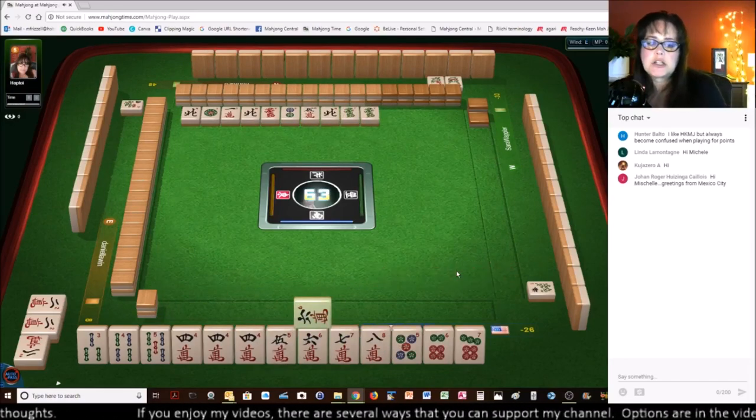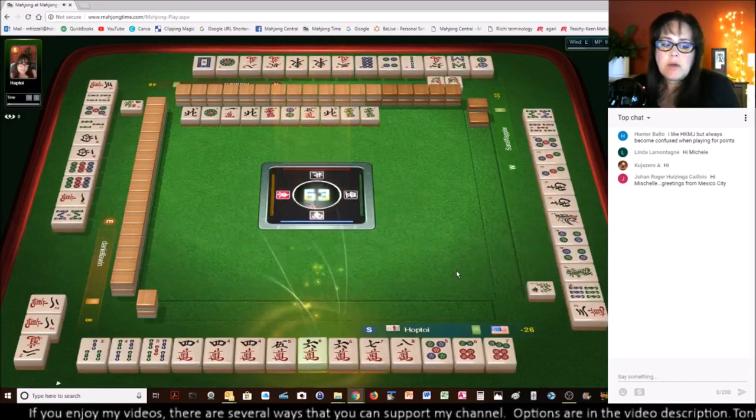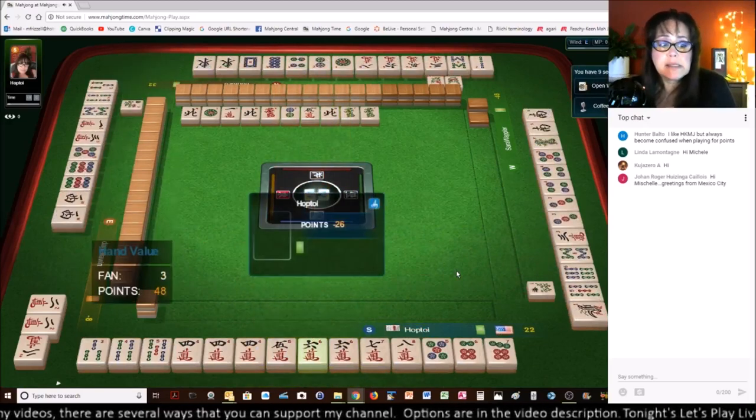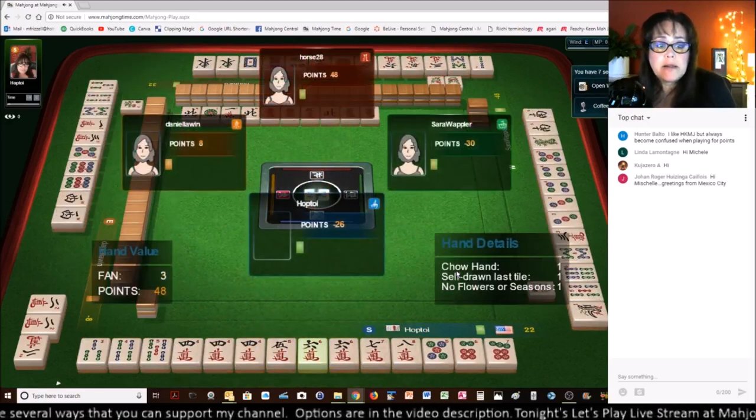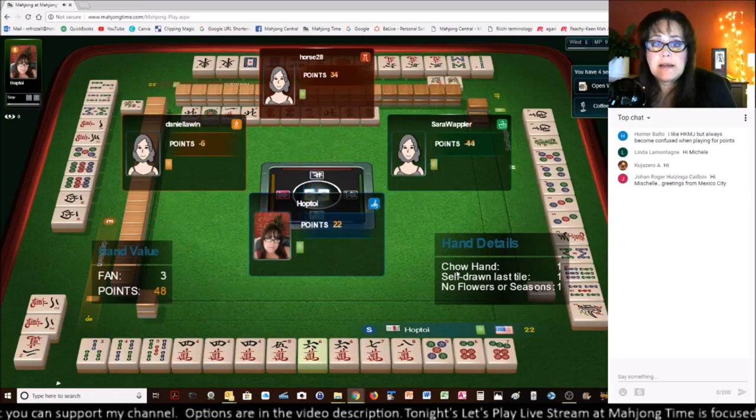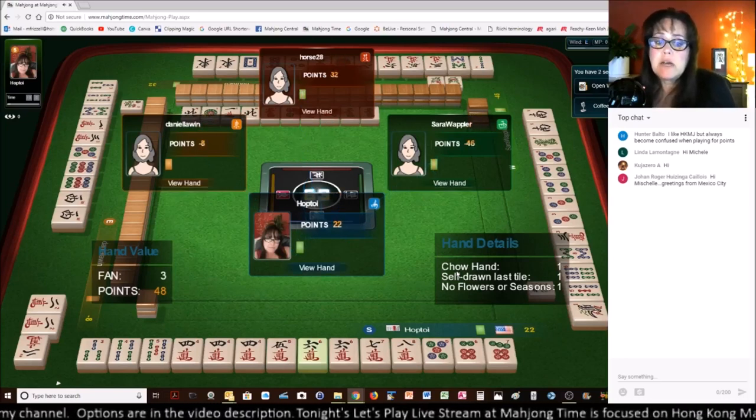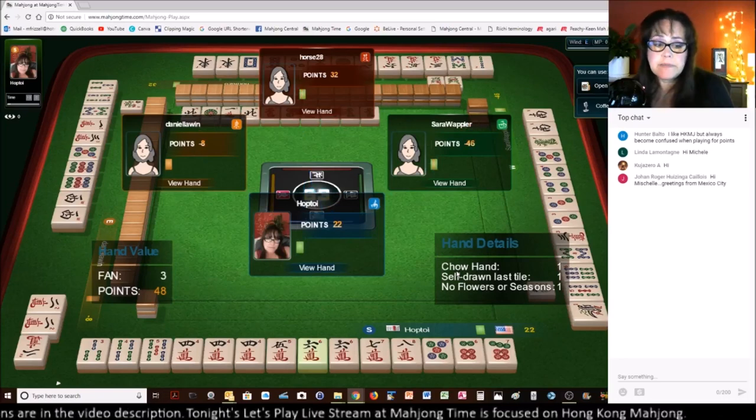4, 5. Yes, mahjong. Okay, so we just won with a 4, 5, 6. And we got 3 fan. So that got us out of the hole there. Chow hand, self-drawn, no flowers.